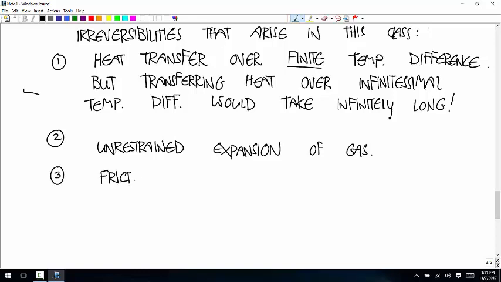Friction in parts. And then the last one I'll list here is any resistance to electric current. So any current moving through a resistance, same thing.